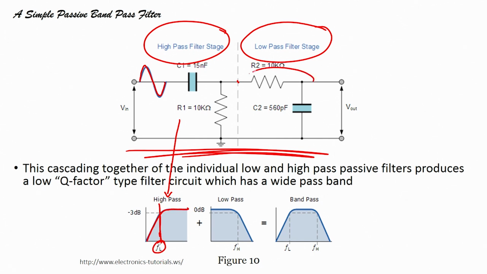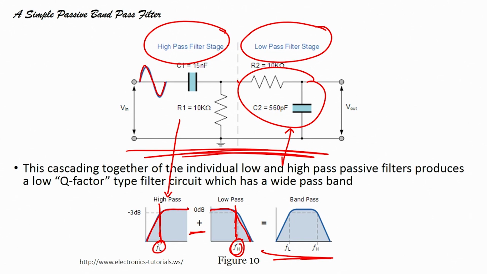In case of low pass filter, there will be a band of frequencies that will pass below this FH, that means this particular band, correct. So, if I merge both, if I cascade both, what will I have? I have my band pass filter.